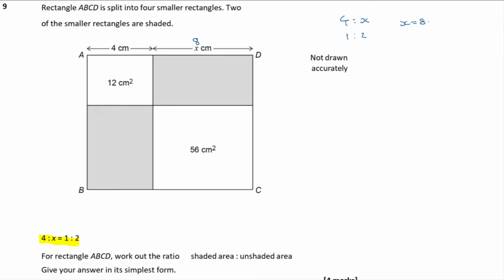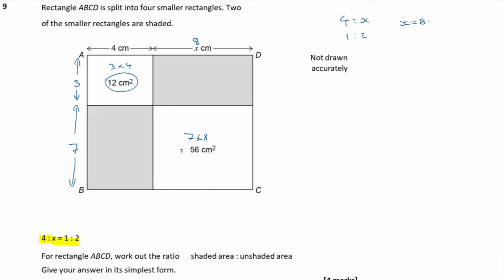Okay, now if that's 8 centimeters, then we can see down here I've got 56, and I know that 8 times 7 is 56. So I'm thinking that that distance from there to there must be 7, so that when I do 7 times 8, I'm going to get 56 in there. Similarly, if I've got 4 here and that area there is 12, then this length here must be 3, so that I get 3 times 4, and that's equal to my 12 there.